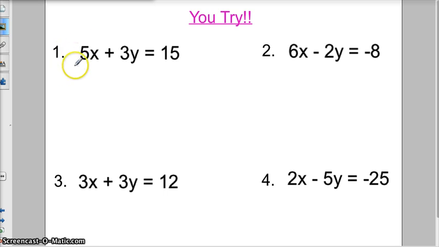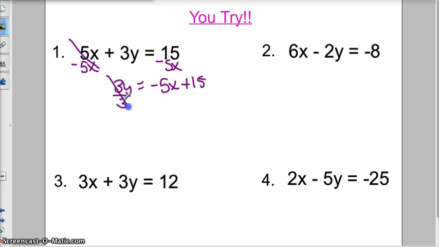All right, example 1, we are going to subtract 5x. Subtract 5x. So we cancel those out, bring down our 3y equals negative 5x plus 15. Divide each term by the number in front of the y. So we divide by 3. So we get y equals 5 over 3 does not reduce any further, so we're going to leave it negative 5 over 3. Sorry about that. All right. And then 15 divided by 3 is positive 5.